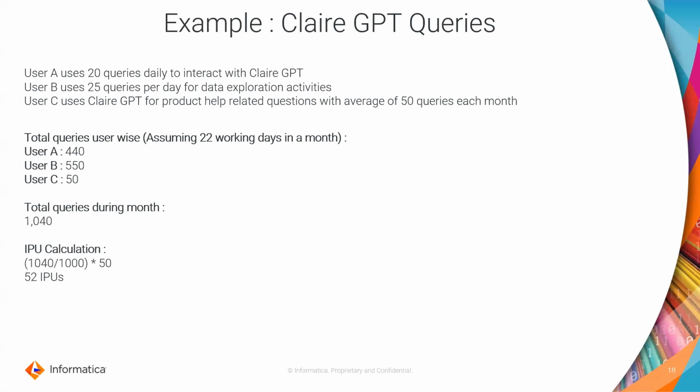So user A is on average doing 440 queries, user B 440, and user C 50. So total queries for the month is 1040. Again, keeping the tiering as well as the IPU per unit charge in mind, the consumption is 52 IPUs for the billing cycle.